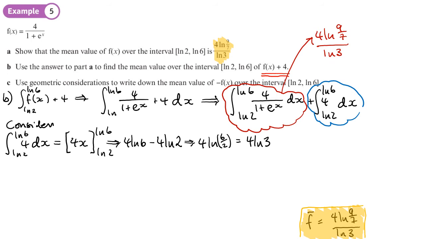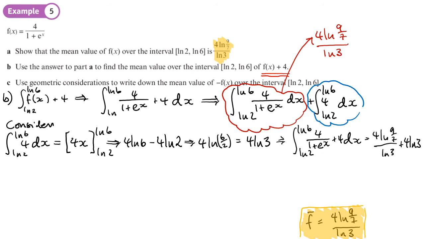So then the total area, the actual value of this, log 6 log 2, 4 over 1 plus e to the x plus 4 is going to be equal to this 4 log 9 over 7 over log 3 plus 4 log 3.